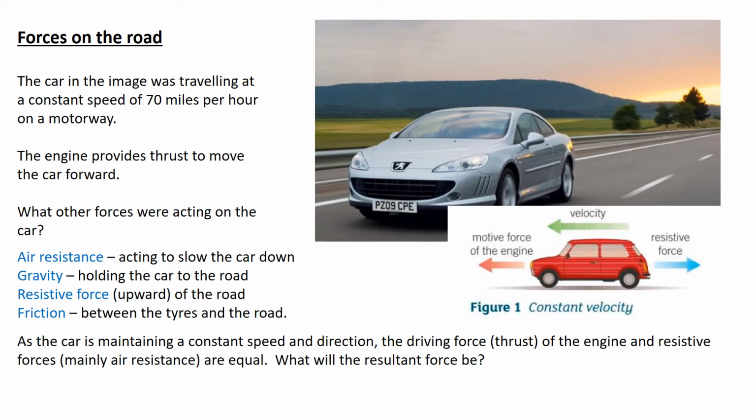So, as the car is maintaining a constant speed and direction, the driving force and thrust of the engine and the resistive forces, mainly air resistance, are equal. What would the resultant force be? Look, it's a little red car. Isn't that sweet? So, the resultant force will be 0 because the forces are balanced, because in the stem of the question, we talked about the fact that it was moving at a constant speed of 70 miles per hour.